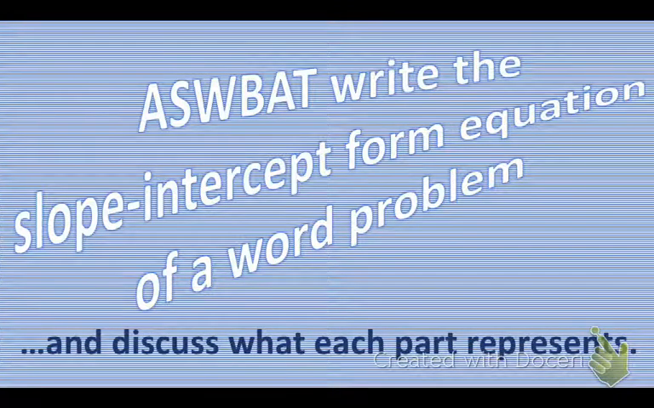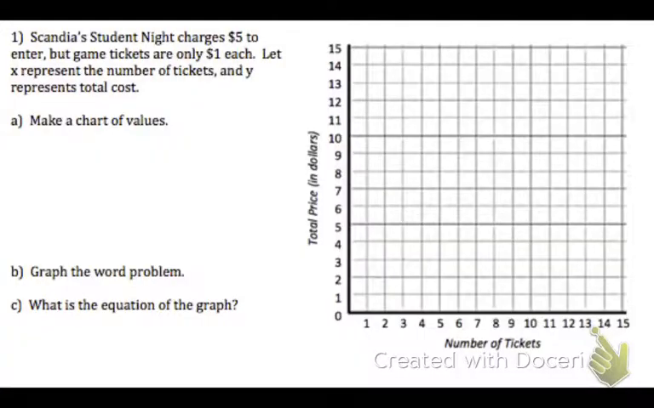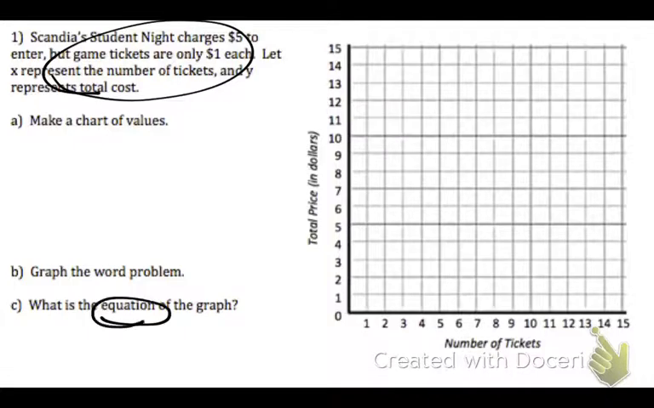Okay, honey bunnies, we're going to review today writing a slope-intercept form equation from a word problem and making sure that we discuss what each part of that equation represents. Our discussion is going to be around basically this one word problem. We're going to talk about it at length and hopefully we'll be able to come up with a shortcut or review the shortcut for writing equations directly from the word problem. Okay, directly from the word problem, we want to be able to write an equation. That is our goal.